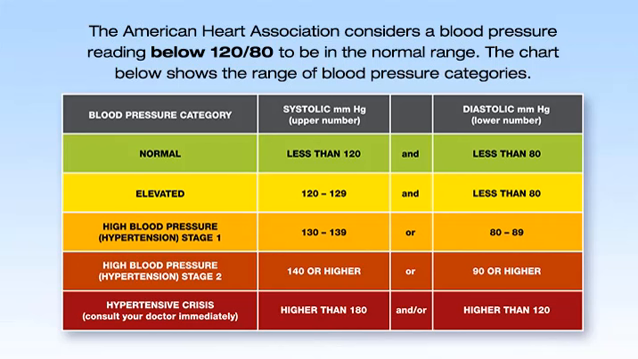The American Heart Association considers a blood pressure reading below 120 over 80 to be in the normal range. Any blood pressure greater than 130 over 80 is now considered to be high.